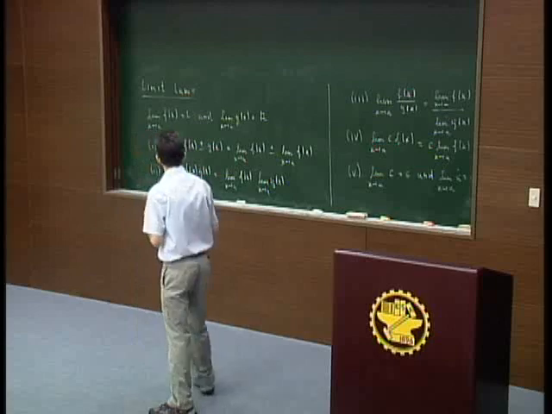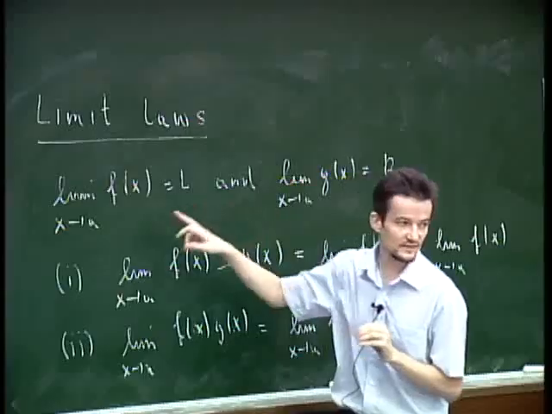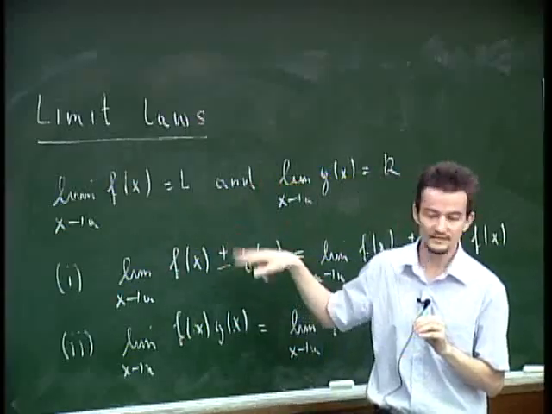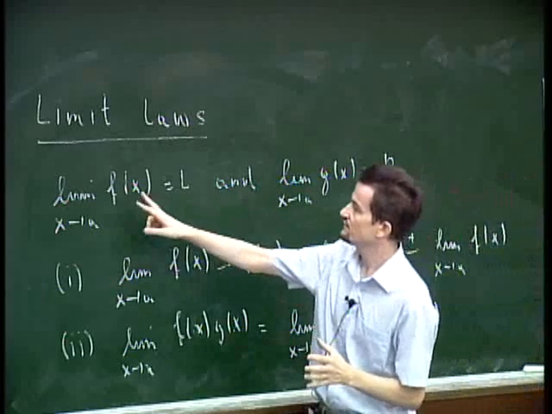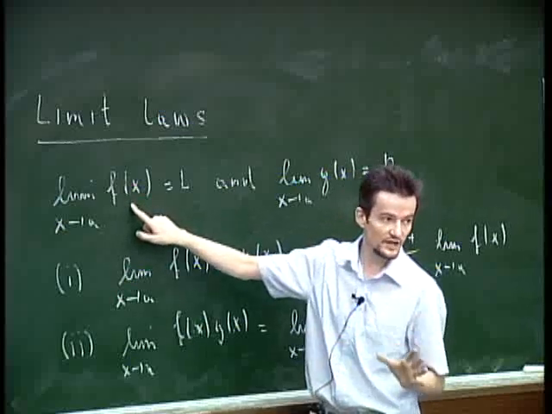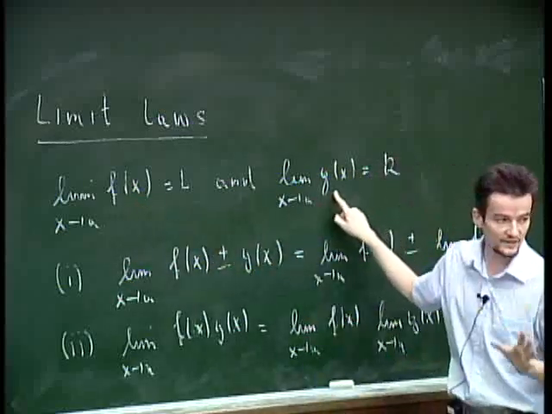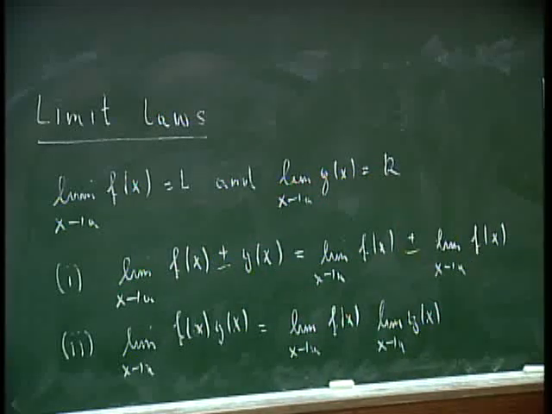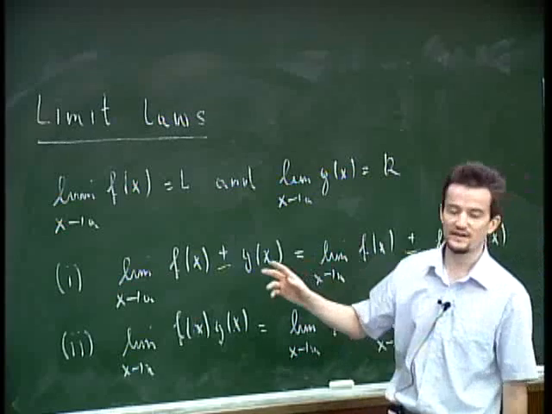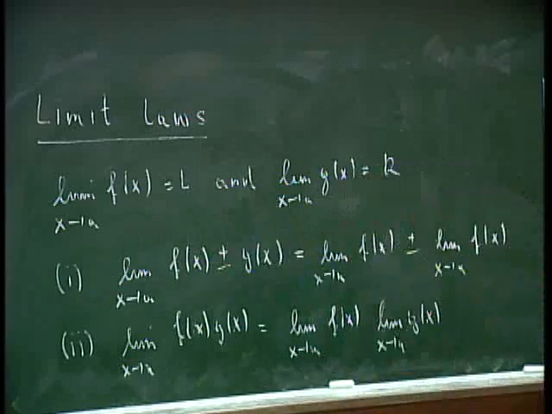Okay? Now, if those limits do not exist, one of them or both, this is not necessarily true. It's not necessarily true, for instance, that if the limit of f of x does not exist and the limit of g of x does not exist, then the limit of the sum also does not exist. Okay? So those limit laws you are just allowed to apply whenever the assumptions are satisfied, namely that those limits here exist.